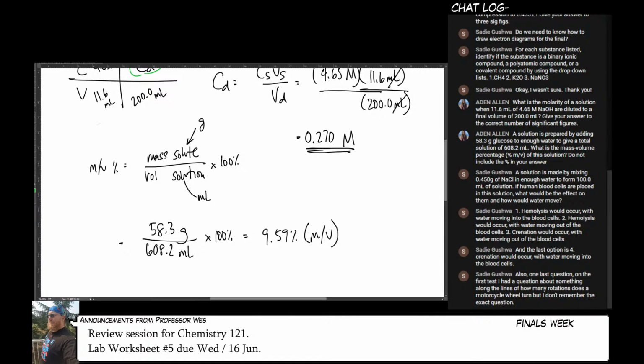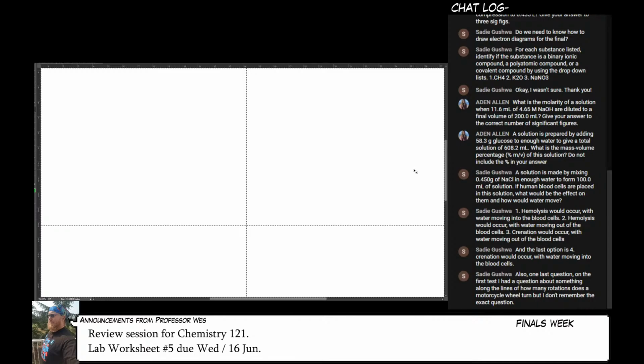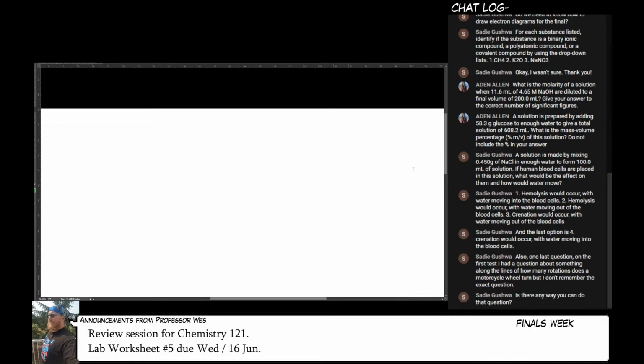Alright, so I see a few more questions in here. Regarding the rotations on a wheel, I don't know that problem off the top of my head. I would need to see the problem in order to solve it.